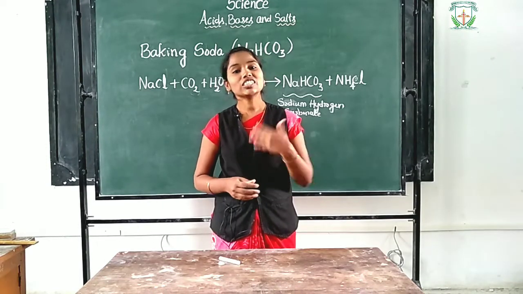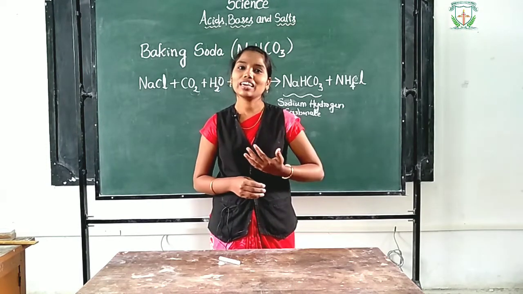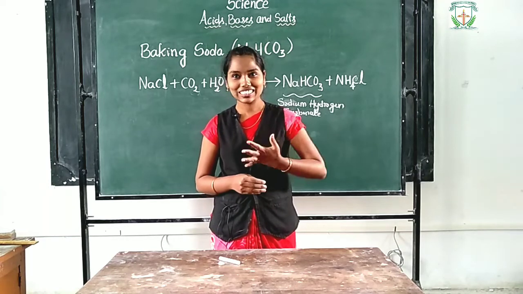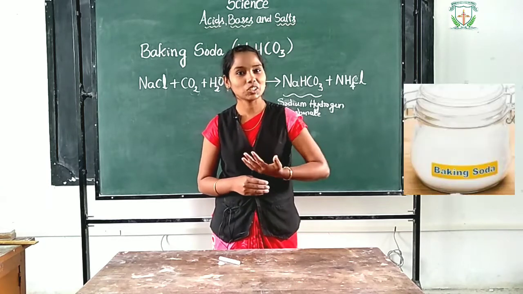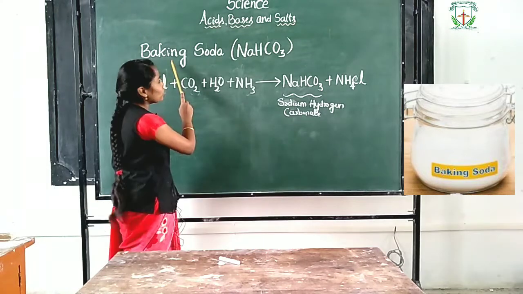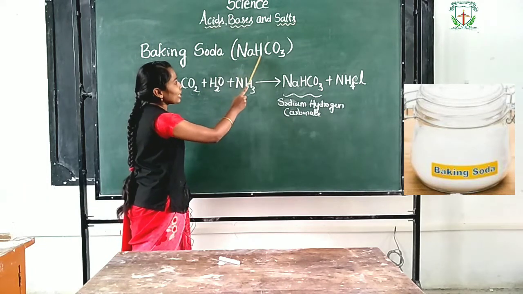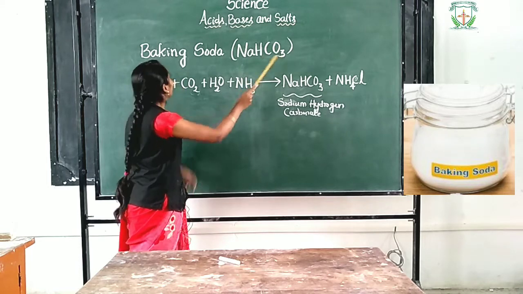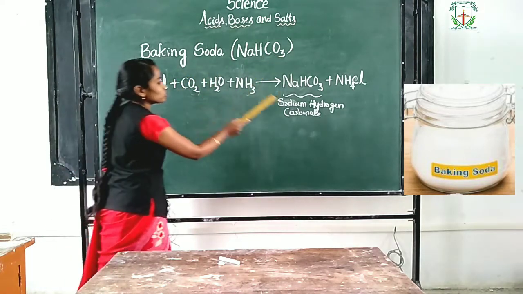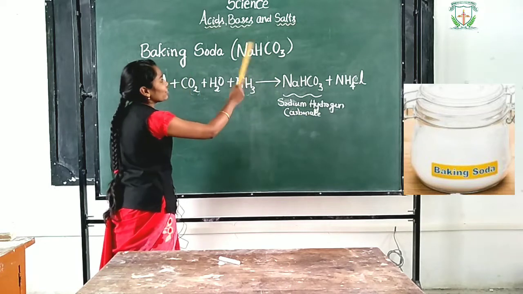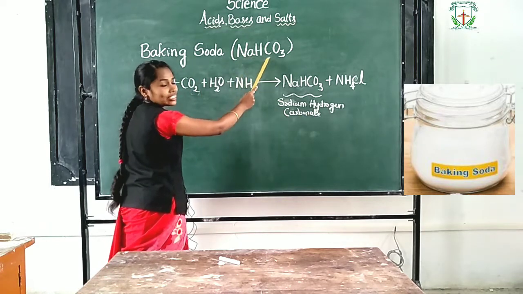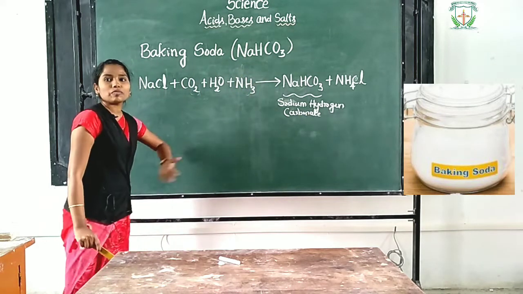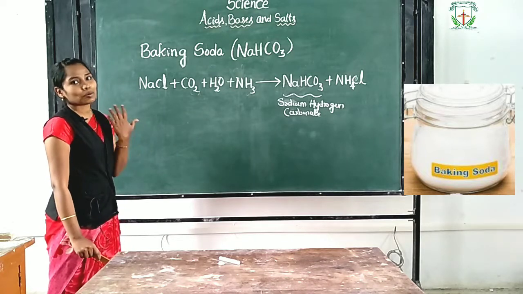Children, which salt is going to be used for making crispy bhajis and pakoras? It is baking soda. The chemical name of baking soda is sodium hydrogen carbonate, and the formula is NaHCO3. Okay, how is this baking soda going to be manufactured?